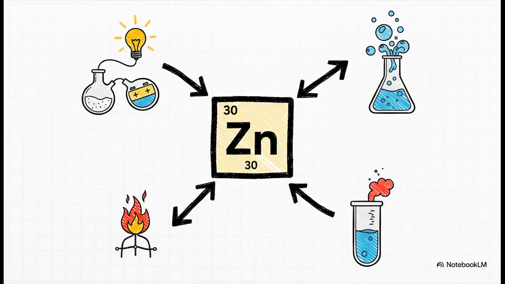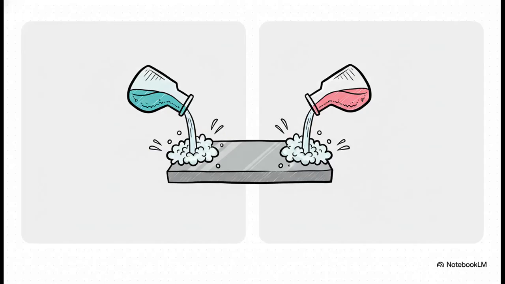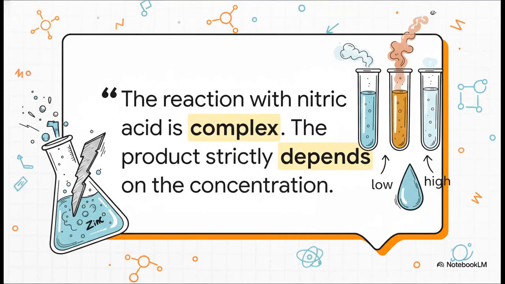Okay, now for the fun part, zinc's key chemical reactions. This is where it gets interesting. A huge property to know is its amphoteric nature. It reacts with both acids and bases. But its reaction with nitric acid is really cool. The concentration completely changes the outcome.